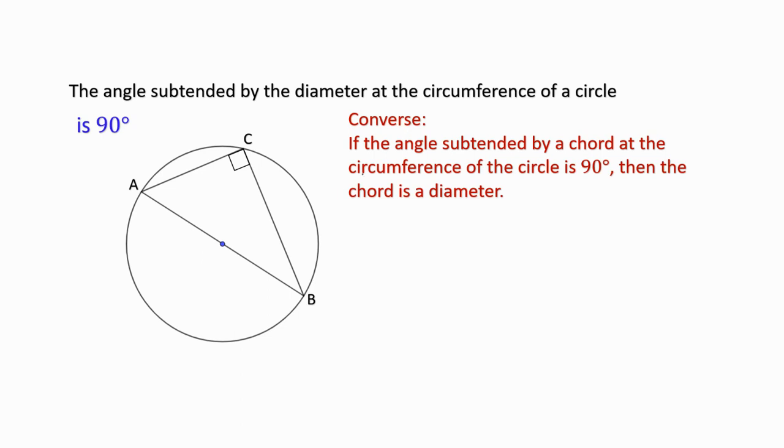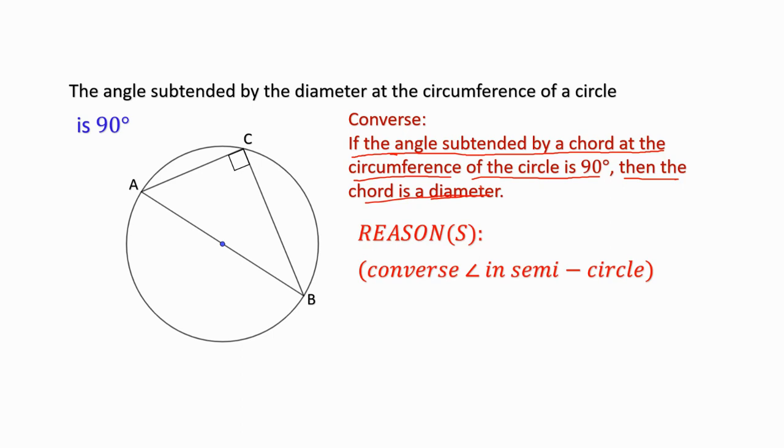So the converse says if the angle subtended by a chord at the circumference of the circle is 90 degrees, then the chord is a diameter. You must know that. That's the converse theorem. The reason you can write here is converse angle in the semicircle.